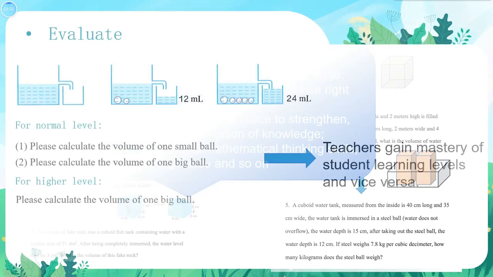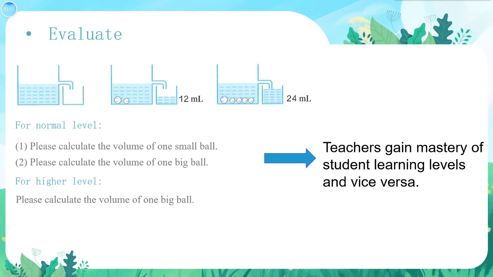Finally, it is the evaluation step. In this section, the instructional design is to test students' knowledge with 2 questions at different levels of proficiency. This allows the teacher to identify any areas for improvement and provide feedback to students.